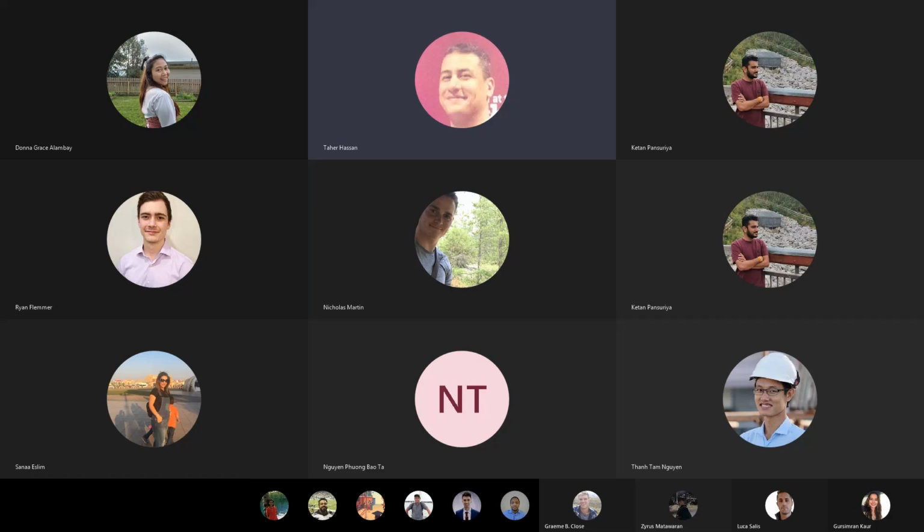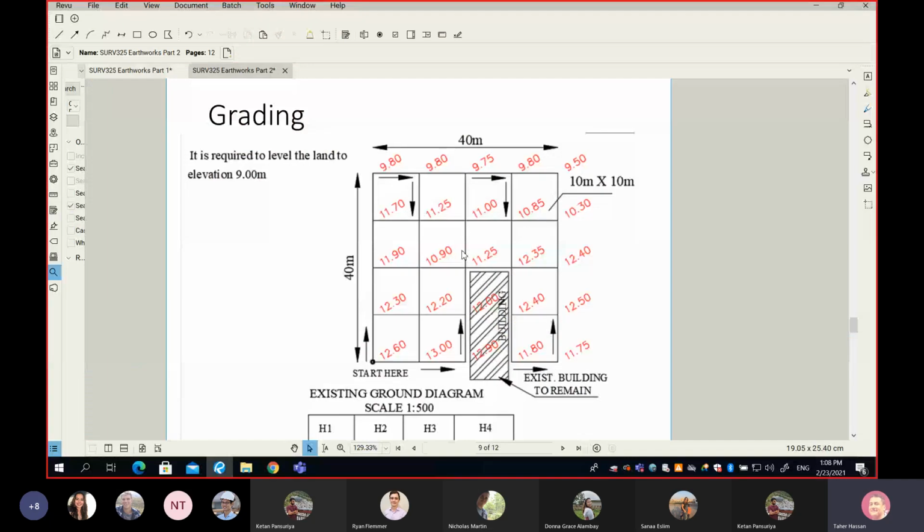Going to our last kind of problem, we will cover how to solve question number 4 on the assignment. It's about grading. You have an area, and this area is simply up and down, so it has variable elevation. Let's say you want to bring all those elevations to one elevation called finished ground or final elevation. We call this grading.